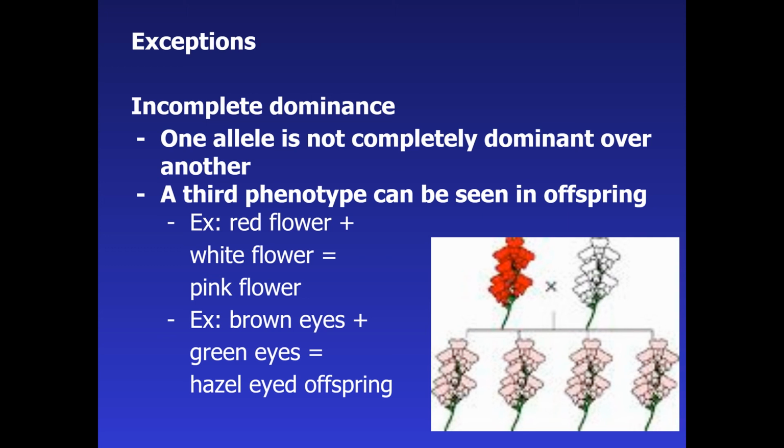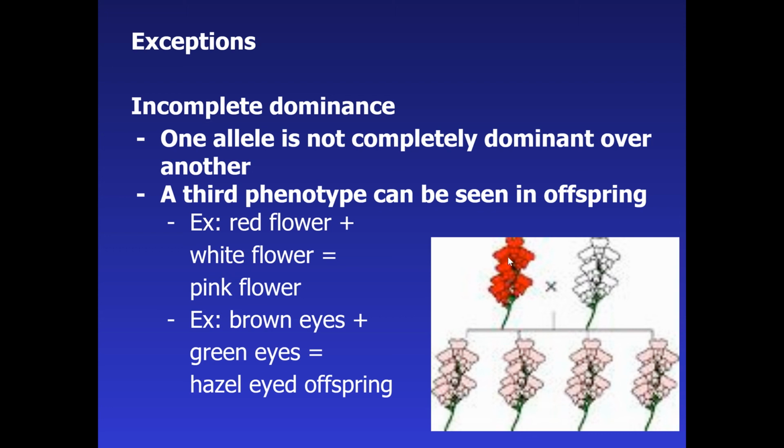Think of two boxers in a boxing ring, and one jabs the other one in the face, and the other one hits the other one back, and they're just kind of fighting each other, and one of them doesn't win overtly. So it's kind of the same thing here. They're both fighting for the spotlight, and in turn, you get a third phenotype.